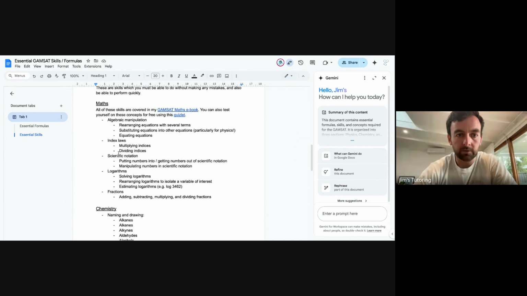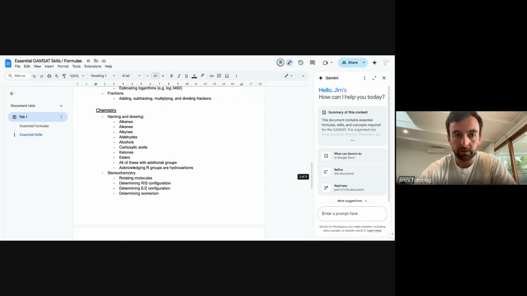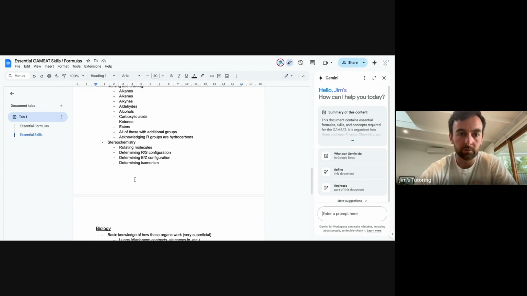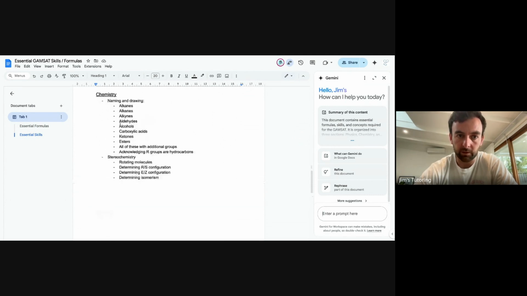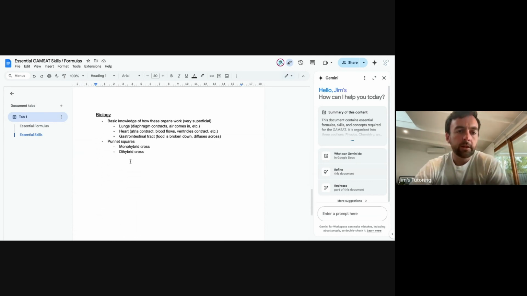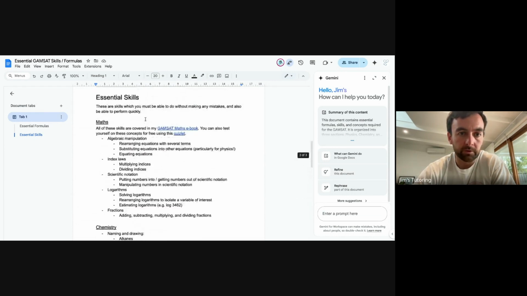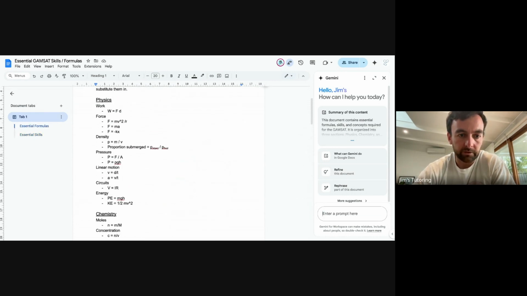Essential skills, I've got some stuff in there. And this is kind of what I was talking about with chemistry. You need to be able to name and draw all these molecules. You need to be able to rotate molecules. These things all take quite a bit of time. And then biology, as I said, there's really not that much. Just knowing how the organs work and some basic things about osmosis, maybe, that would help too. But yeah, these are the formulas that I've got.